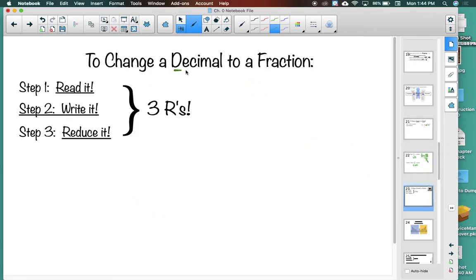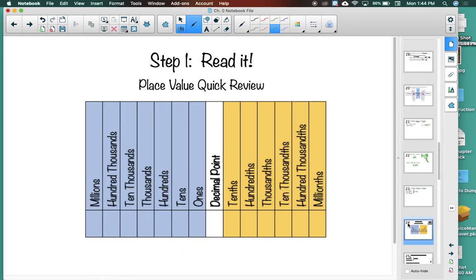To change a decimal to a fraction, this is really, really easy. We call these the 3 R's. We read it, we write it, and we reduce it. Now, I know write starts with a W, but you get what I'm trying to say here. Read it, write it, reduce it. We read the decimal in correct decimal place form. We write what we hear, and then we reduce the fraction or simplify. Okay, let's see an example of that.